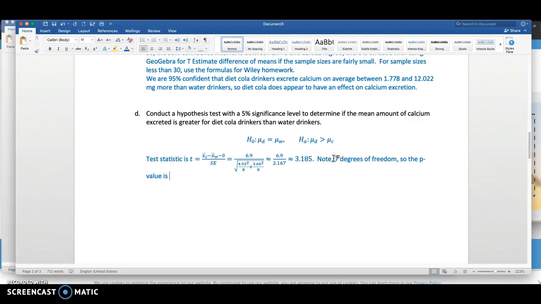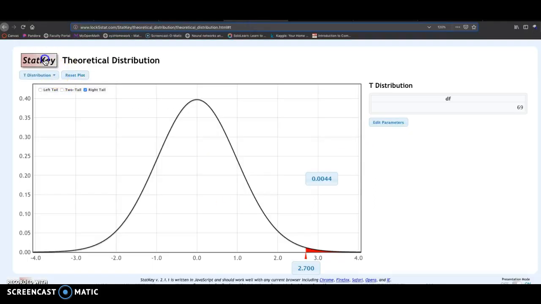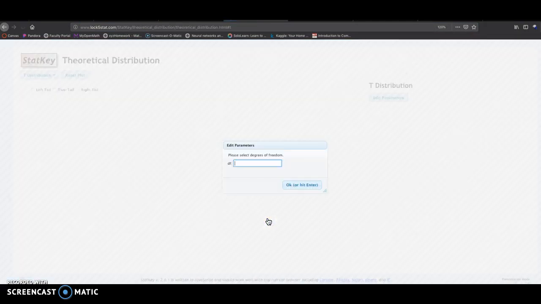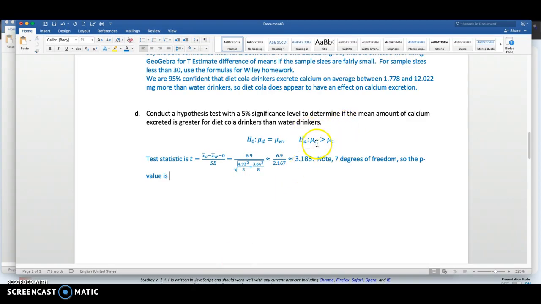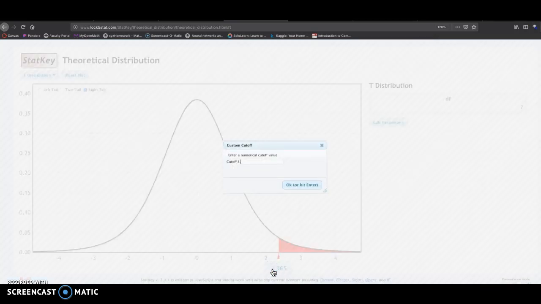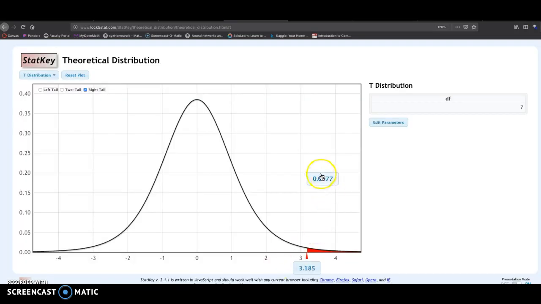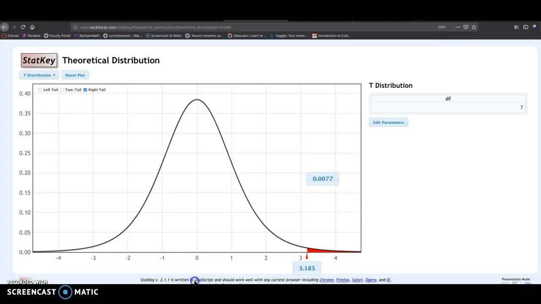So the p-value is going to be, go to the stat key, looking at the t-distribution, 7 degrees of freedom. And we're looking at a right tail test, because our alternative hypothesis is greater than, and we want to see how far 3.185 is from the center. So I'm going to change this bottom entry to 3.185, click OK. We get a p-value of 0.0077. Make sure I copied that correctly.